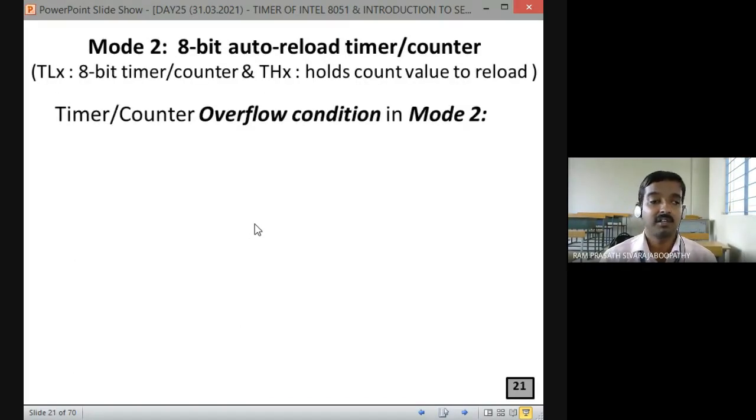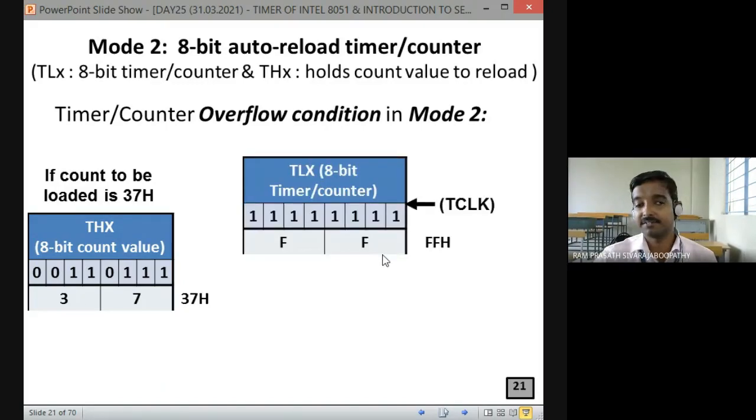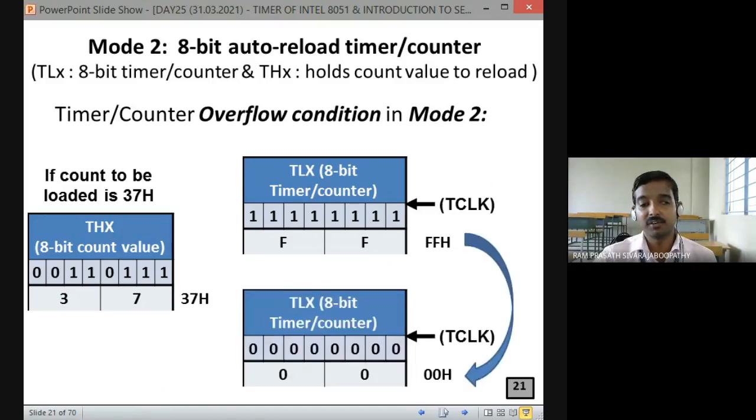So here, if we look at the overflow condition, if the count to be loaded is 37, when the maximum value FF is reached, then one more clock pulse comes, it becomes 00. Immediately on reload, again 37 will be loaded. So that is why we have put it like this. So again this value changes like this. So this is going to happen in a loop. Fine. Again and again on timer overflow, this value 37 will get loaded again. That's it. Okay, that's all about the mode 2 operation.